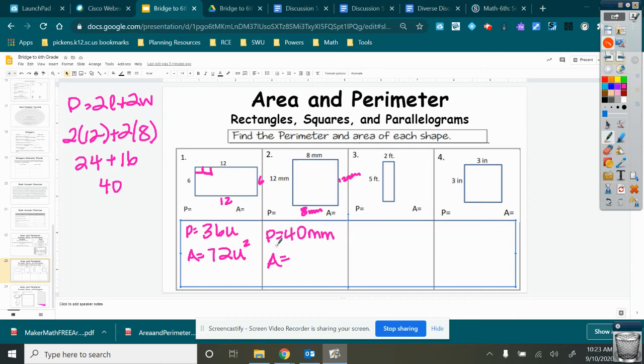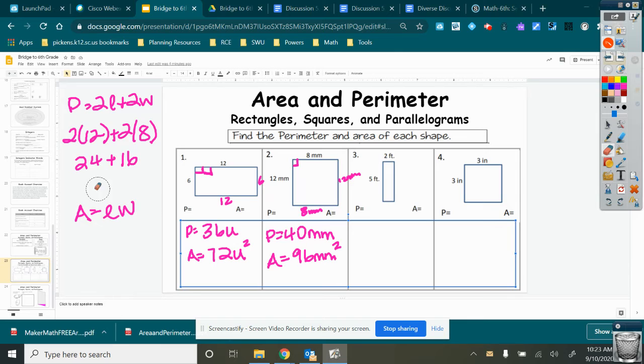And then for area, we need to do length times width. So that's going to be 12 times 8, and that is 96. So that's 96 millimeters, and that means 96 1 millimeter by 1 millimeter squares will fit in here. So that's 96 millimeters squared, because we're measuring that in square units. All right, go ahead and pause and work number 3.